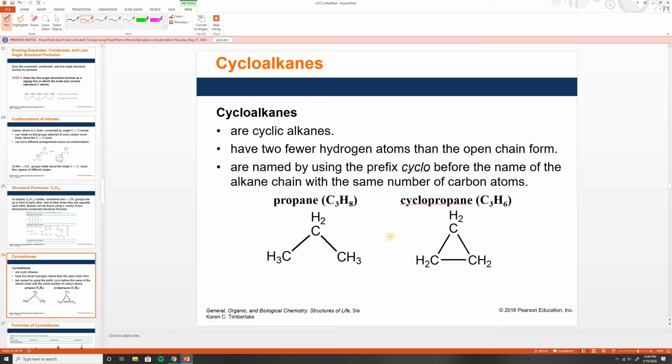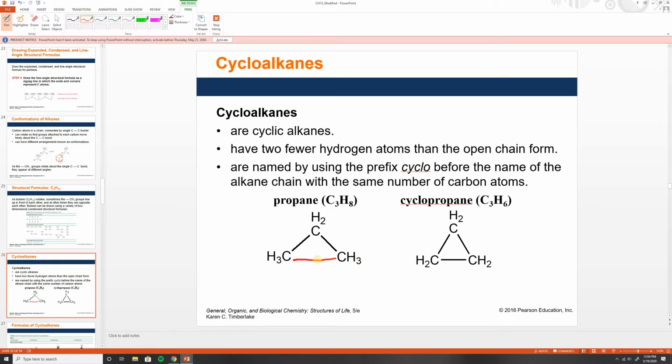Now, it's important to know that cyclopropane is not the same thing as propane, because you see the formulas are different. Once you add a bond here to make it a ring, it has to remove two of the hydrogens, right?